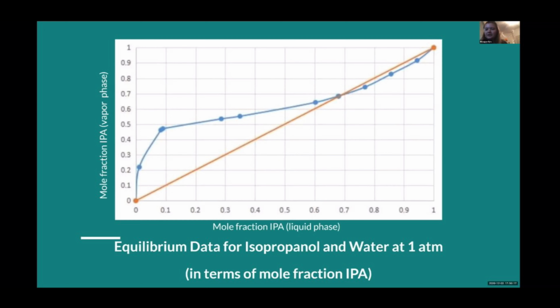This figure shows vapor and liquid equilibrium data for isopropanol and water at 1 atmosphere in terms of mole fraction isopropanol. The blue line shows the vapor and liquid equilibrium data, and the orange line shows the line x equals y. As you can see, the azeotrope occurs when the vapor and liquid equilibrium data curve crosses the x equals y line, meaning that the vapor and liquid compositions are equal. This means that the separation is unable to be done through simple distillation.